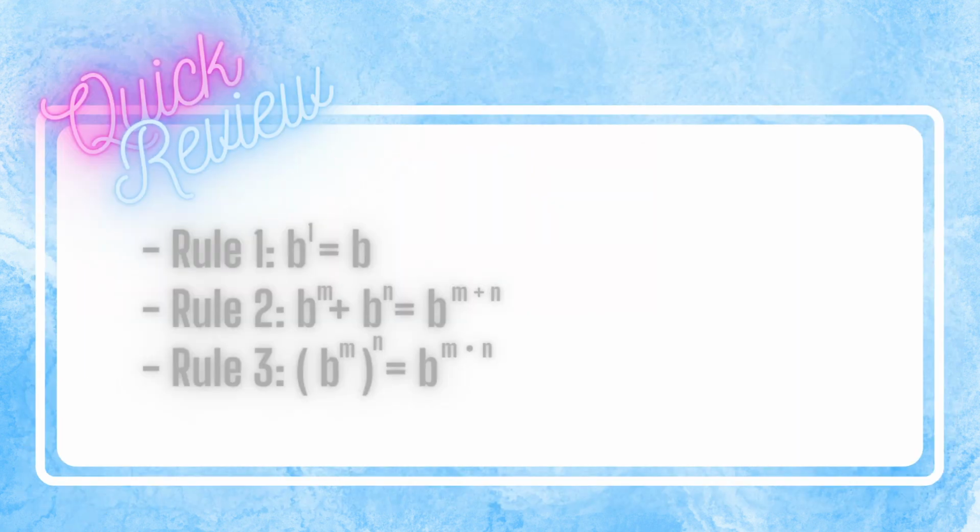And that's it for today. So let's do a quick review. Our first exponent rule is that b to the power of 1 is always b. Our second rule is that b to the power of m times b to the power of n equals b to the power of m plus n. And our third rule is that b to the power of m to the power of n equals b to the power of m times n. So remember, b stands for base. You can replace these with numbers or variables.